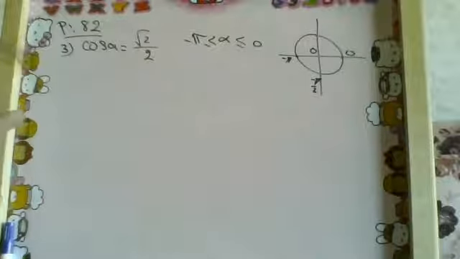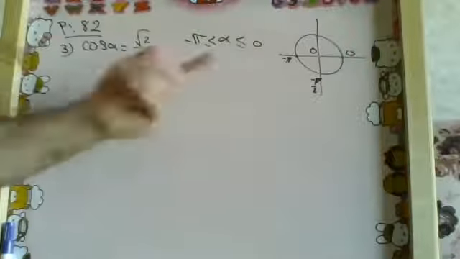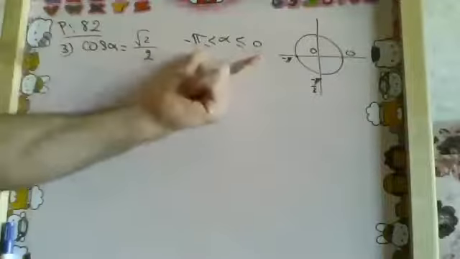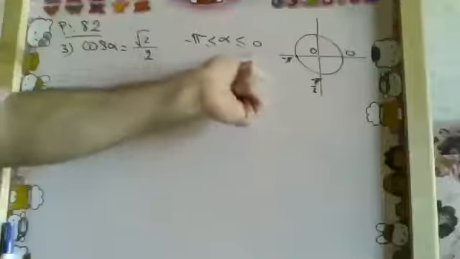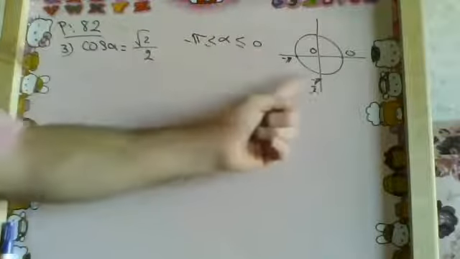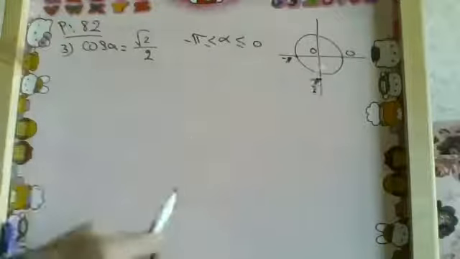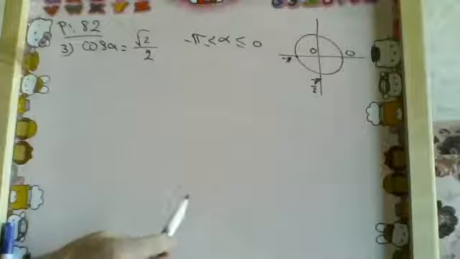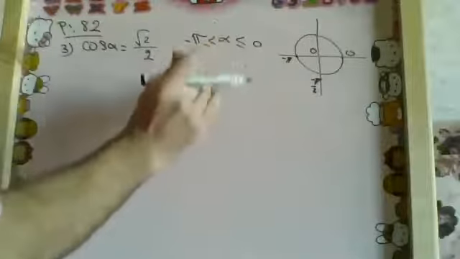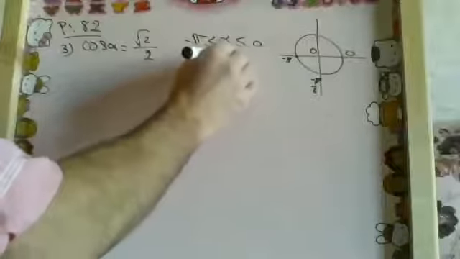Okay, let's organize our thoughts a little. Alpha is between negative pi and 0. Then in which quadrant is it? For this interval, if you are given negative pi and 0, then it belongs to which quadrant? Not 2. Between negative pi and 0, from negative pi to 0, it is quadrants 3 and 4. So according to this interval, alpha belongs to quadrant 3 or 4.